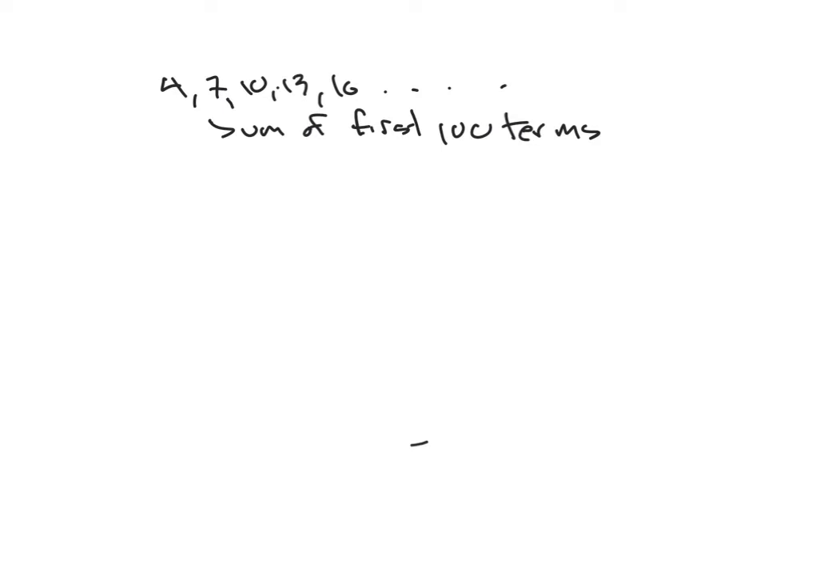Okay, so here's what I'm going to do. I'm first going to calculate the value of the 100th term. And so that's going to be 4 plus 99 times my common difference, because I will have added 99 times to get from the first to the 100th term. And so that's going to give me 4 plus 3 times 99, which is 297. So that's going to be equal to 301.